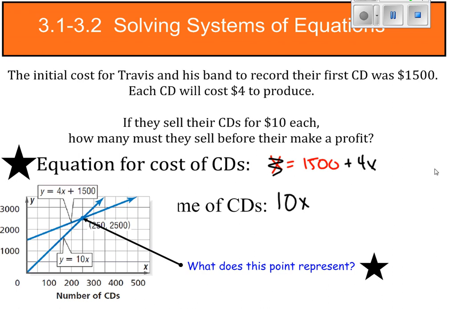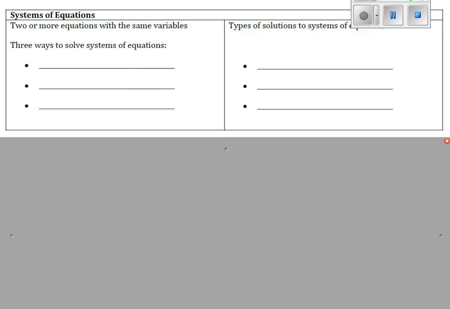So where this crosses is nothing more than where I break even and how much money it would take me to break even. So the fact that it crosses at $250 and $2,500 tells me that they got to sell 250 CDs and make $2,500 just to break even. So systems of equations. There's two more equations to solve with the same variables.